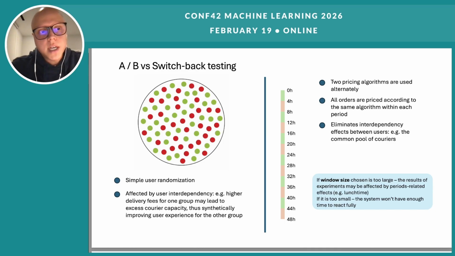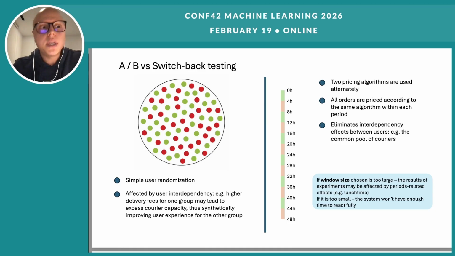So A/B tests, pricing A/B tests can work well if users are independent from each other, meaning that decisions of one user do not affect the system for the other users. But this is not the case, because FoodTech is actually a quite complex three-sided marketplace, which has also restaurants, which also has couriers, and quite often the main bottleneck is the supply side, not the demand for the growth of business.